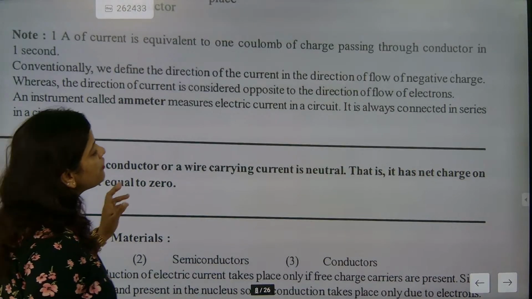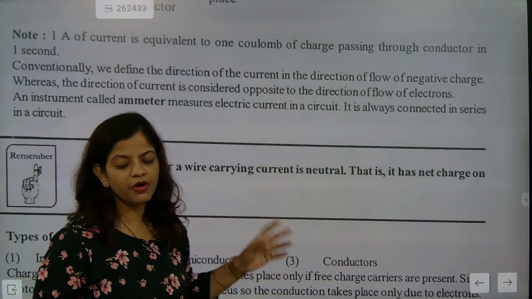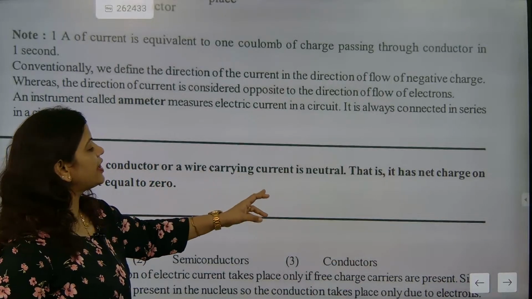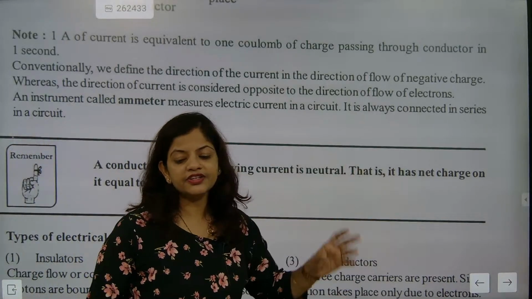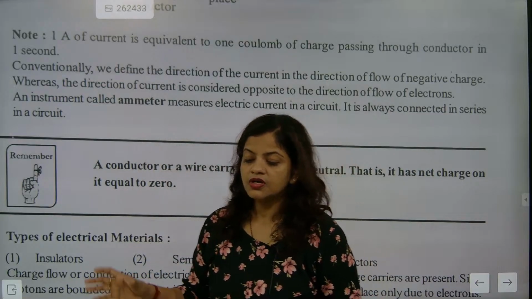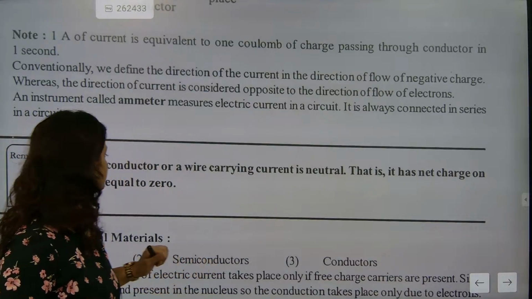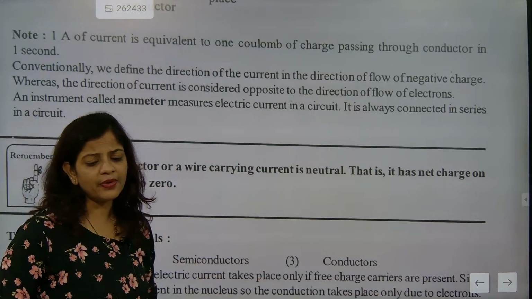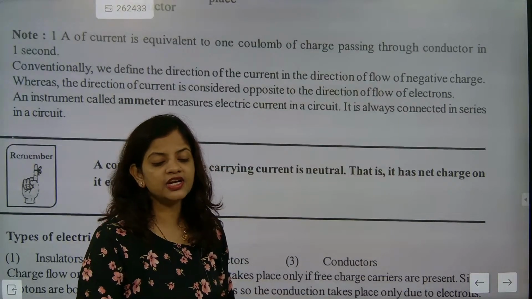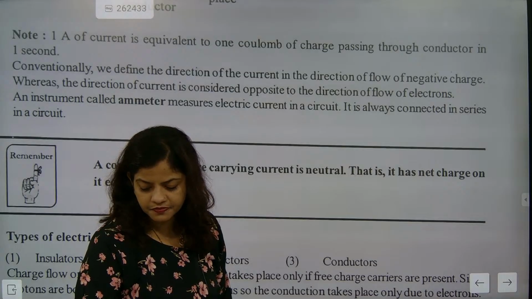A conductor or a wire carrying current is always neutral. Understood? Neutral. A conductor or a wire carrying current is neutral. Its net charge is zero. Its net charge is exactly what? Zero. So this is the most important thing. Positive to negative is absolutely correct. Its net charge is coming as zero. So this is something we need to understand.